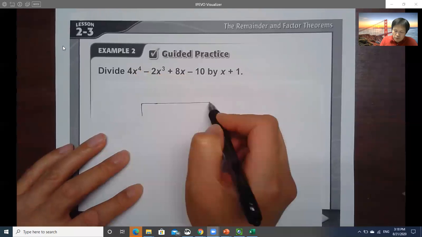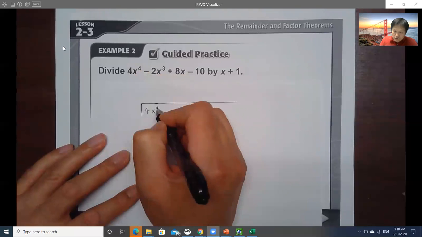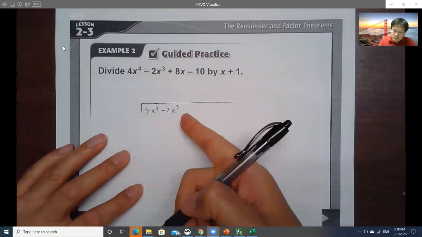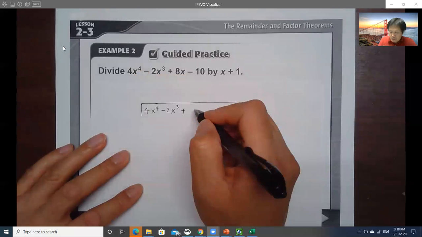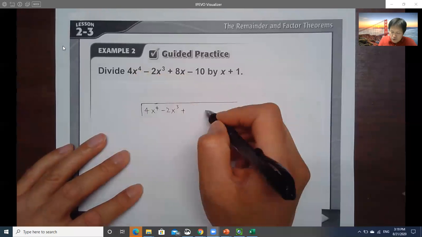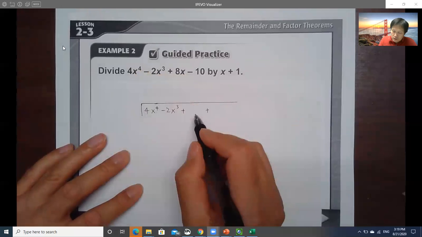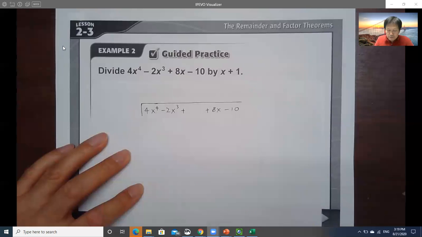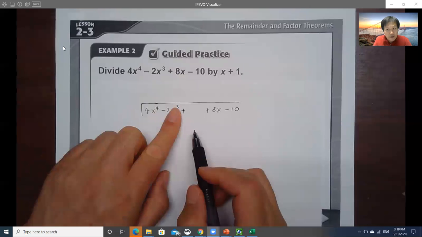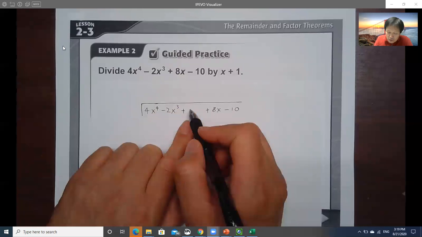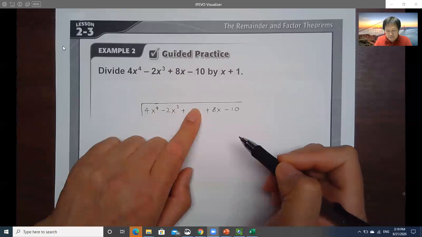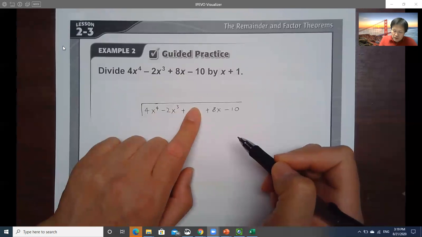So set it up such a way, fourth power, third power, second power is missing, reserve that spot. You can write 0x squared if you want to, reserve that spot for x squared. 8x minus 10. Okay, that's the key point here. If you want, you can write 0x squared if that's easier for you. Just leave the space empty for x squared. If you don't, you'll get wrong answer. X plus 1, x plus 1.